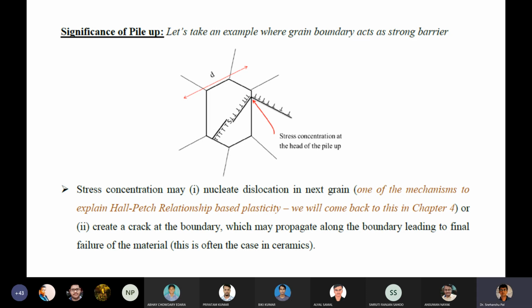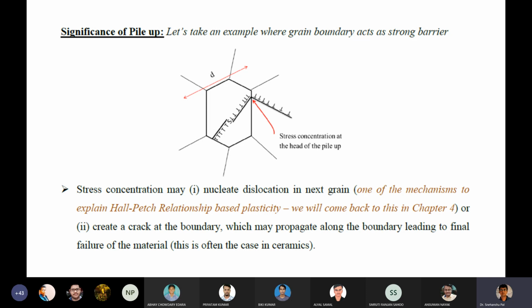Another thing I told you is that the Hall-Petch relationship can be explained using the understanding of dislocation pile-up. The other thing is that it can create a crack at the boundary in certain brittle materials like ceramics, which can propagate along the grain boundary, leading to final failure. So what does that mean? First you have to understand that the shear stress due to pile-up may cause fracture of grain boundaries or nucleate slip activity in the neighboring grains.